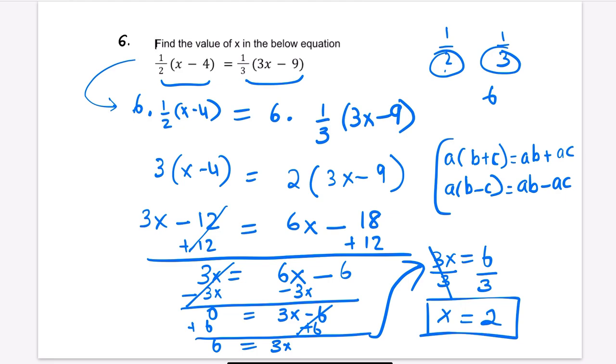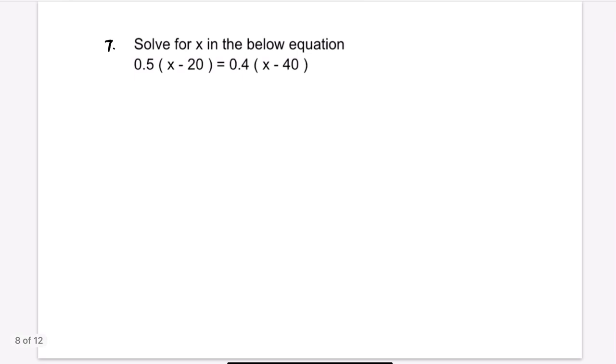Alright, okay, let's move on to the next problem. Solve for x in the equation: 0.5 times x minus 20 is 0.4 times x minus 40.